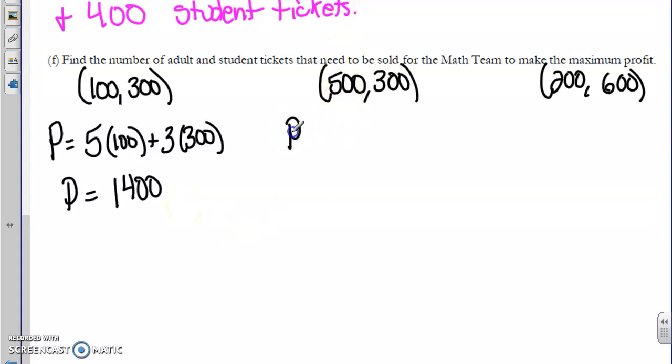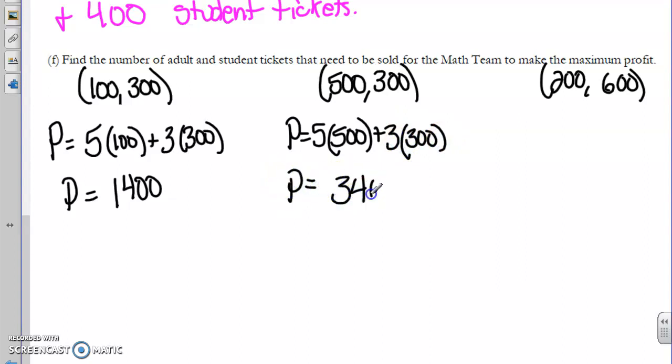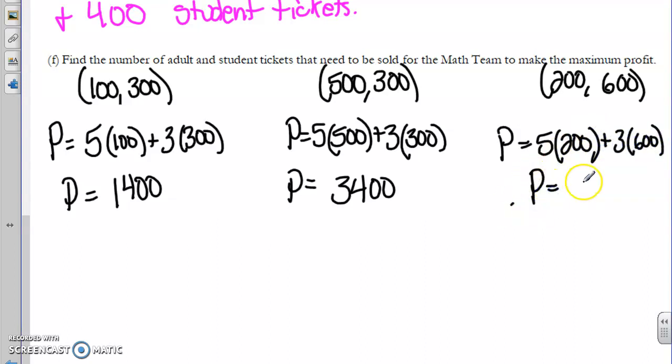All right, so let's keep testing. If I sold 500 adult and 300 student, I would make $3,400. If I sold 200 adult and 600 students, I would make $2,800. So the question is, find the number of adult and student tickets that will get the maximum profit. Obviously, this guy right here. You get the most money for 500 adult and 300 students.